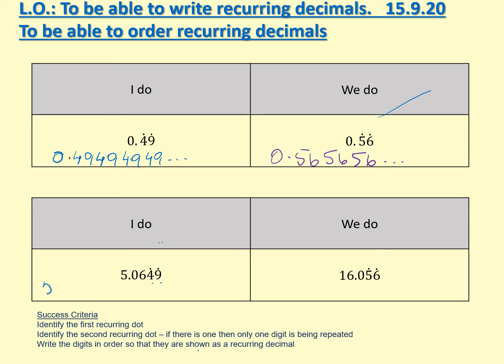So 5.06, and this recurs from 4 to 9. So it's 49, and again from the first dot to the last. So 49, 49, 49, 49, and so on. So what I'll ask you to do now is to do the next question in your books. Pause the video.